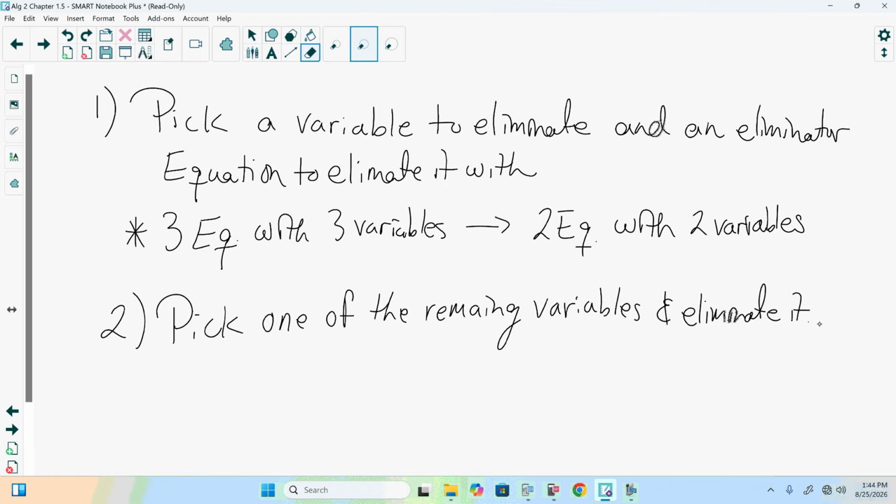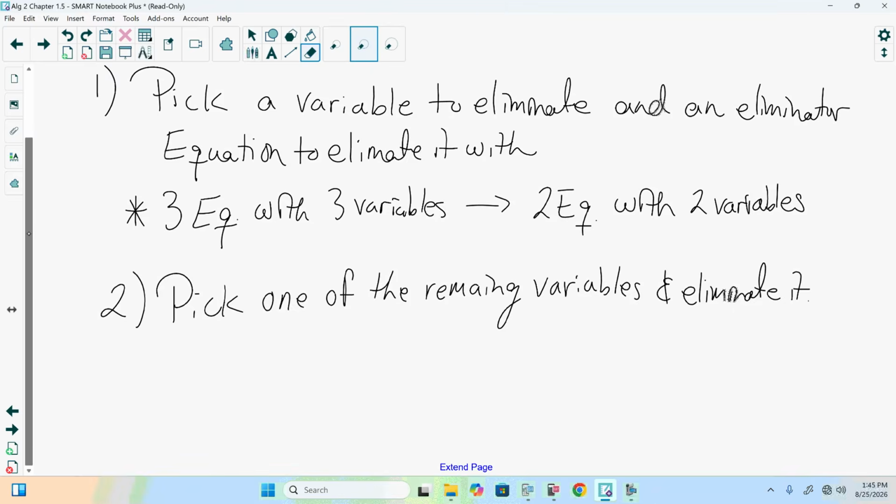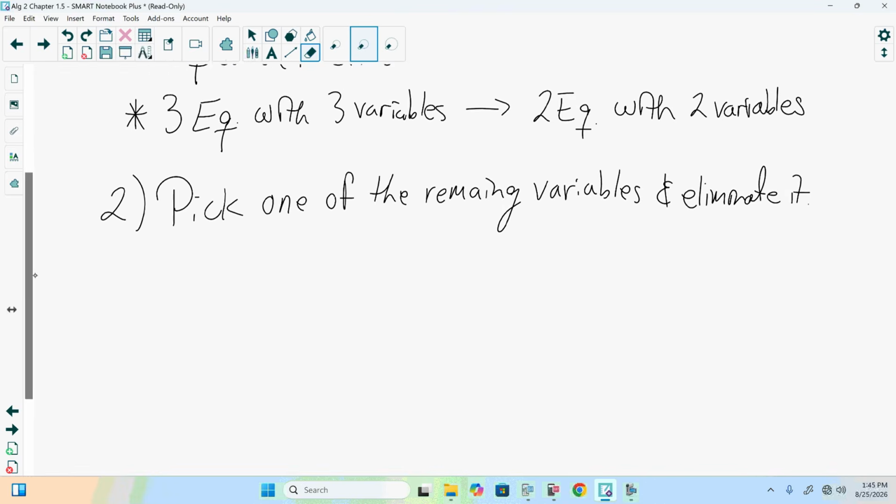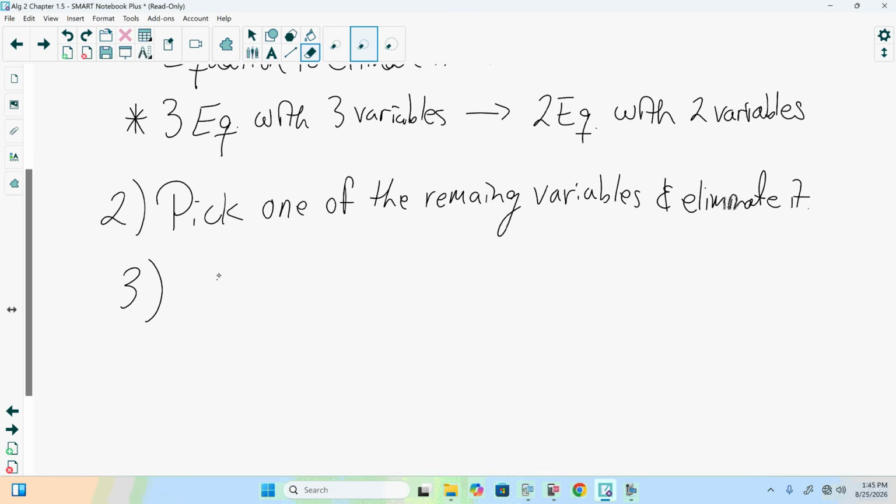Our second step, we're going to pick one of the remaining variables and eliminate it. So what we have left, we went from 3 equations with 3 variables to 2 with 2. Now we want to pick one of those 2 remaining variables and eliminate it from both of those. Which means we're going from 2 equations with 2 variables down to 1 equation with 1 variable. And once we get that down to the last one where we have 1 equation with 1 variable, we want to solve for the remaining variable.